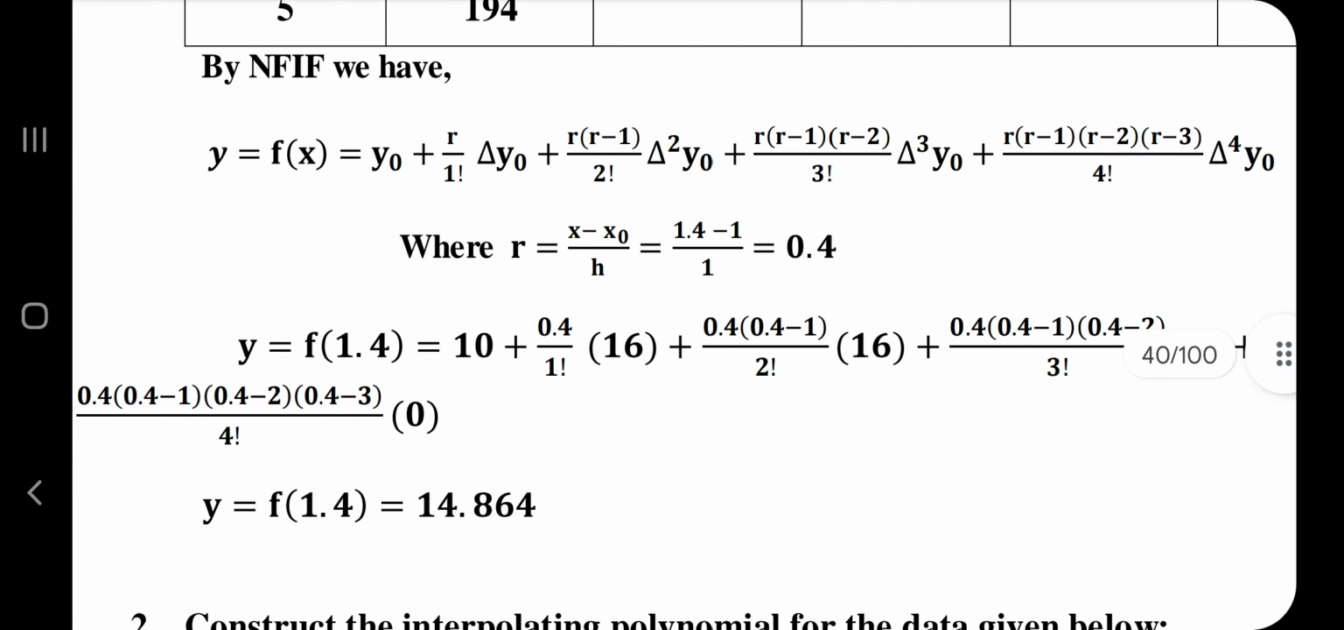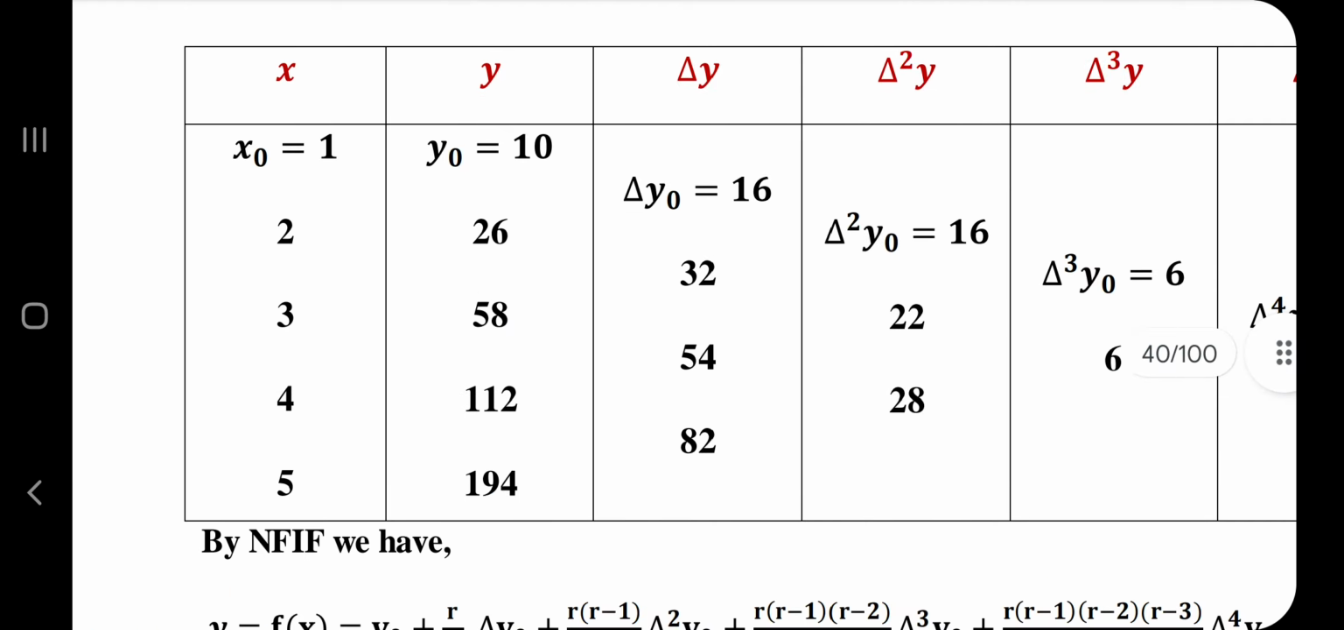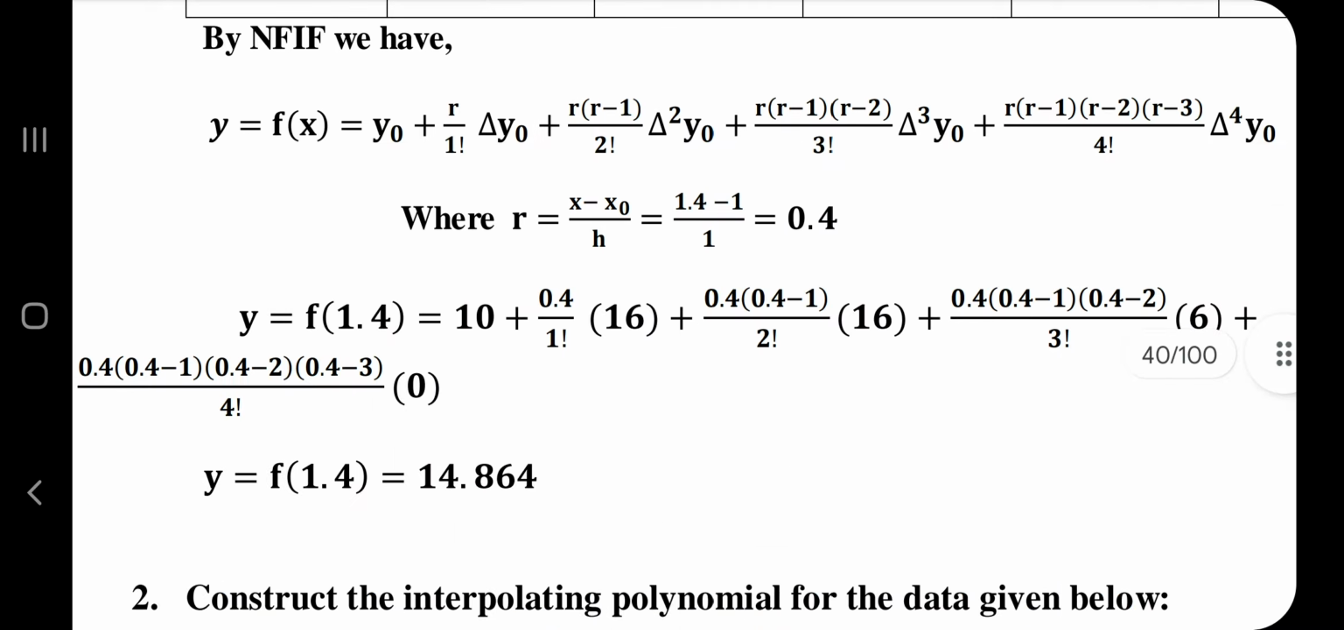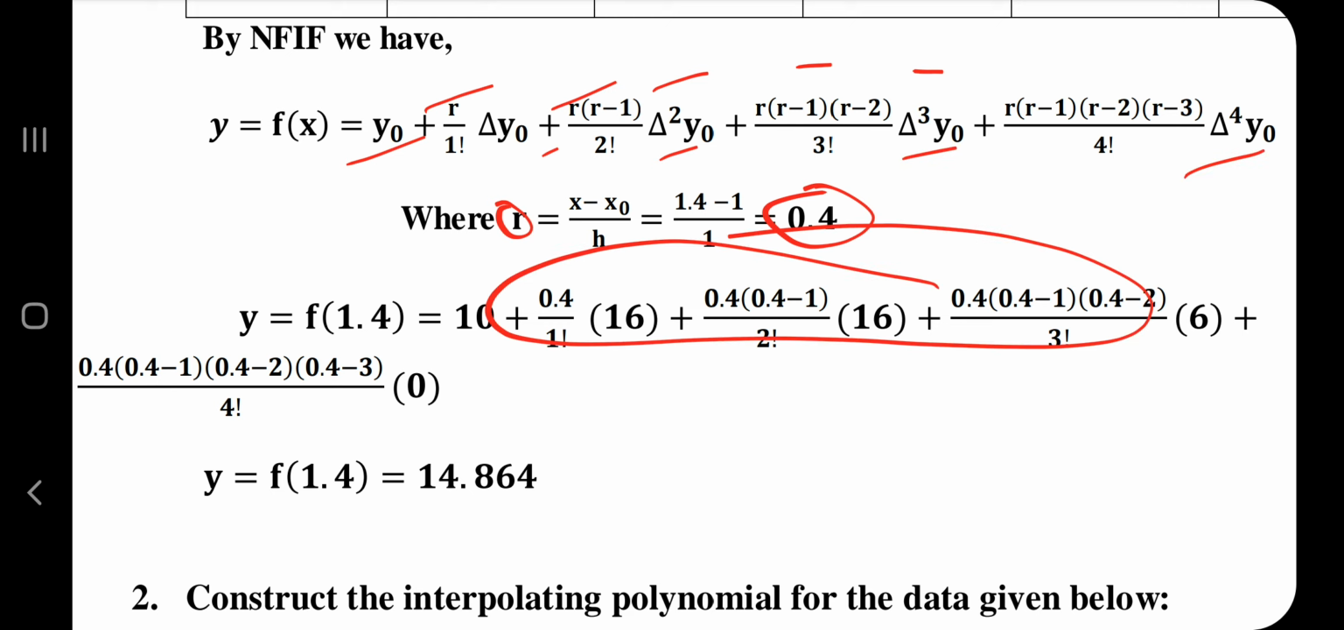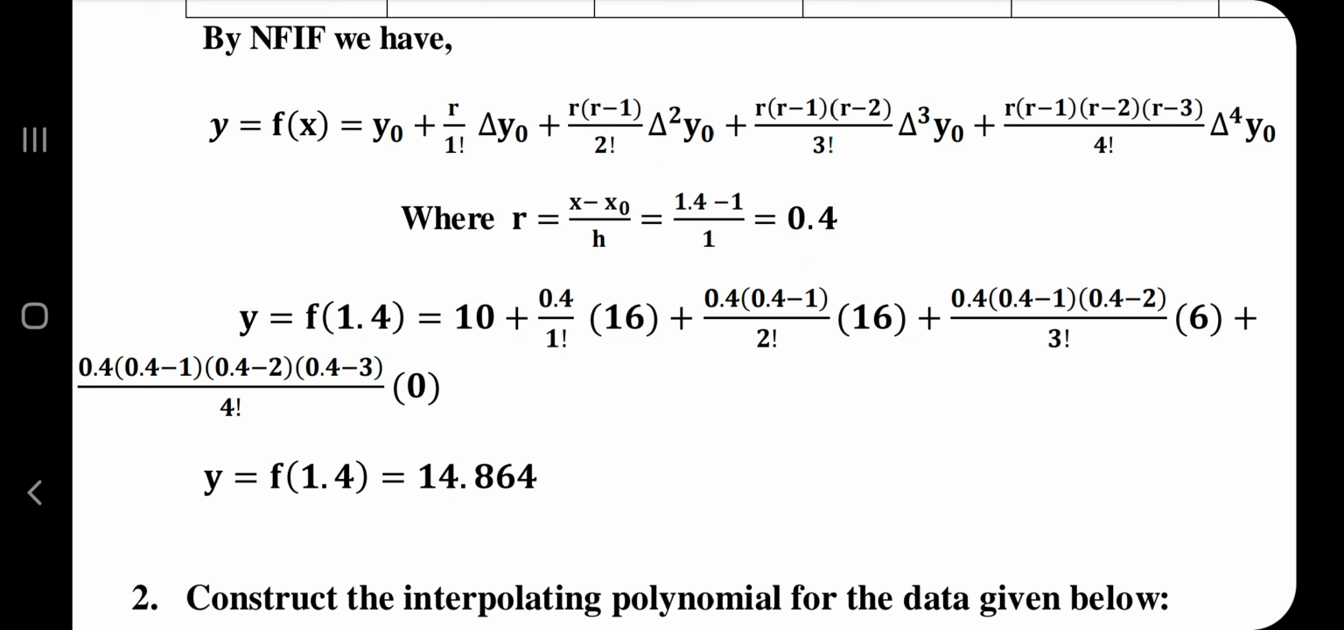So you'll subtract both of them, divide by h. h is the difference. h is given here as 1, because the difference between each x value is 1, so that's why we'll take h as 1, and after that we'll get an answer here. That is the value of r. Wherever you find r, substitute those values in the r. Why not delta, why not square, why not cube, why not power 4, all those values you substitute here and calculate in the calculator, you'll get an answer. That's your final answer. This is the NFIF formula.